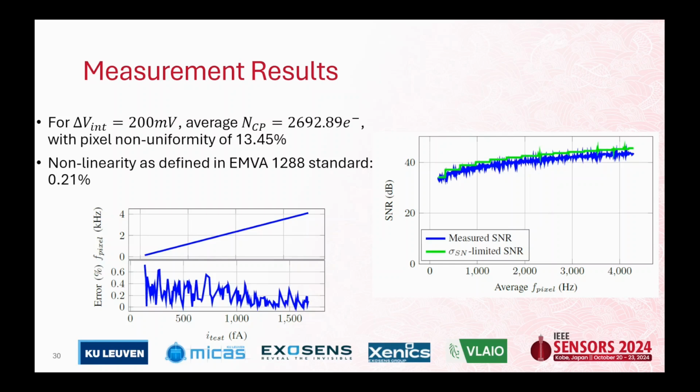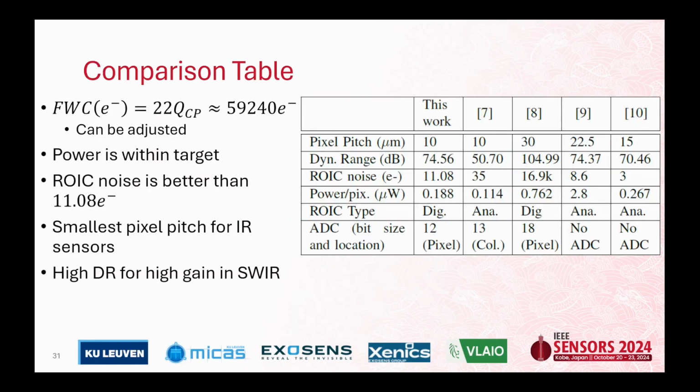We also see that the measured SNR is as close as possible to the shot noise limited SNR. In comparison with other state-of-the-art works, we think that we are on par or even better in some aspects. We see that our power requirements were met: it's less than 0.188 microwatt per pixel, which includes the power of the digital, the biases, and the clock generators. And for SWIR sensors, we have the smallest pixel pitch as of the writing of the paper, and we have high dynamic range for high gain in SWIR.